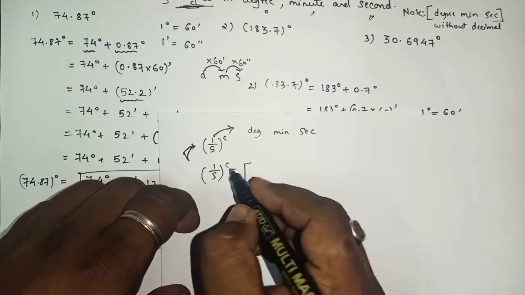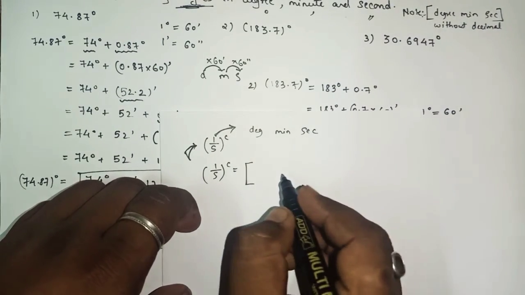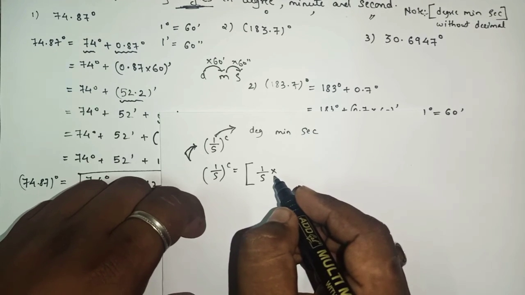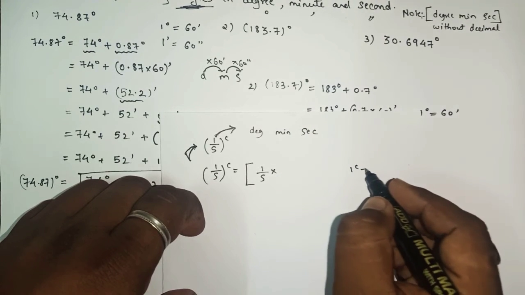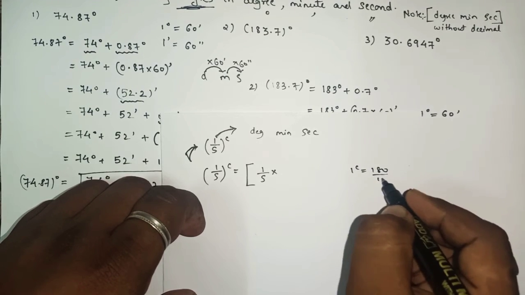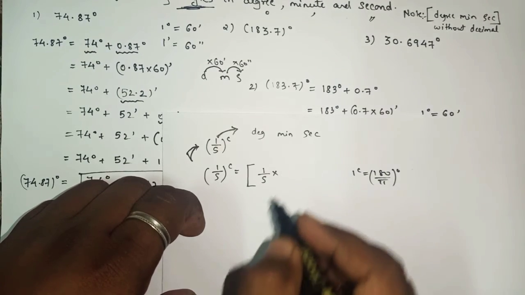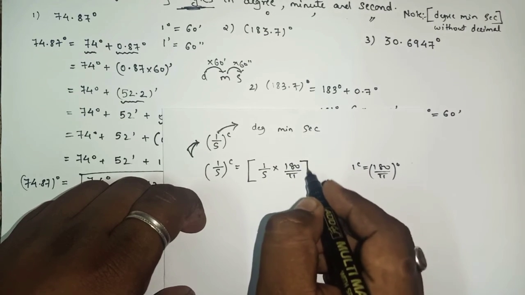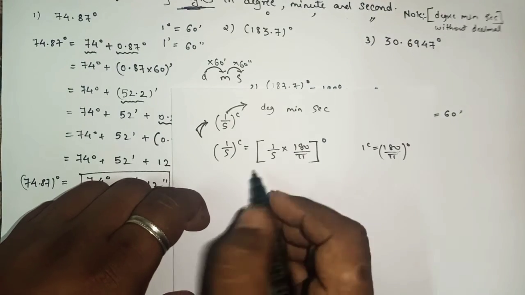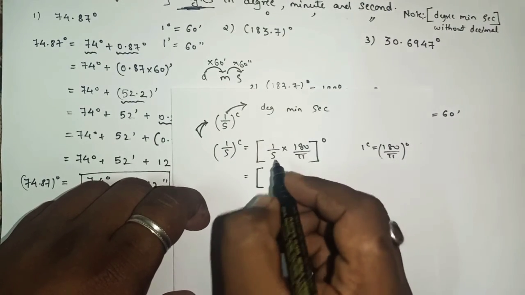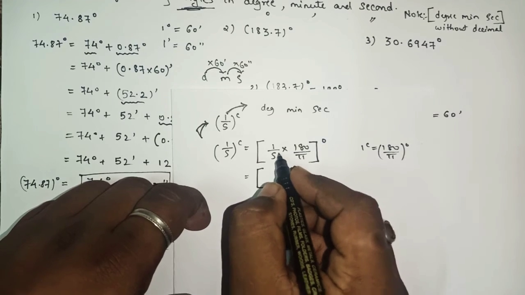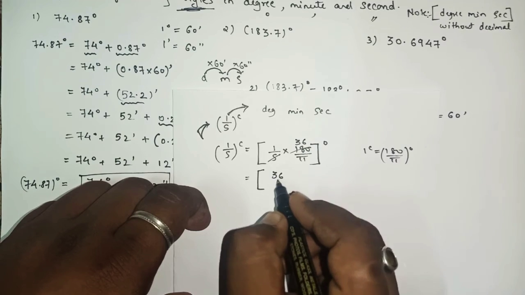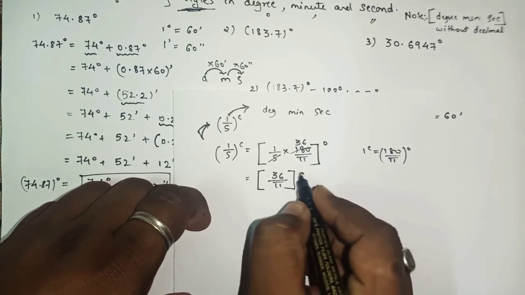So, 1 upon 5 is in radian. If it is in radian, the first step is to convert this radian into degree. We know that to convert radian into degree, it is 180 upon pi, yes or no? Simply multiply that number by 180 upon pi, so it will get converted into degree. Now 5 ones are 5, 36 are... so here we got 36 upon pi degree.